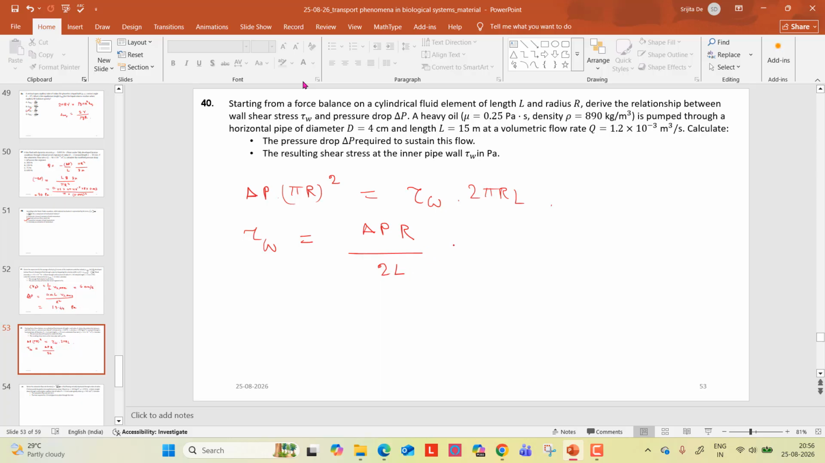Also, D is 2R, right? So if you write it, it is delta P D by 4L. Now you calculate. A heavy oil is pumped through a horizontal pipe of diameter D and length L at a volumetric flow rate Q. Calculate the pressure drop required to sustain this flow. So just put the values. Calculate the pressure drop to sustain this flow and the resulting shear stress at the inner wall.